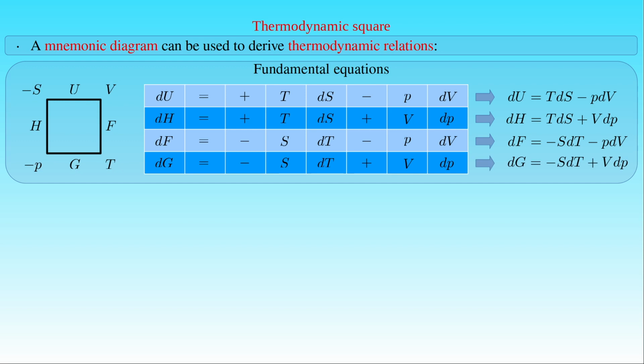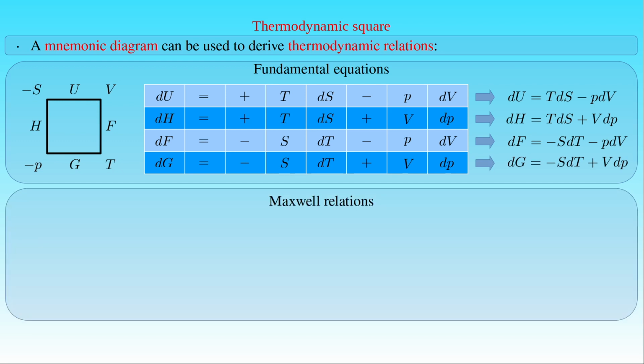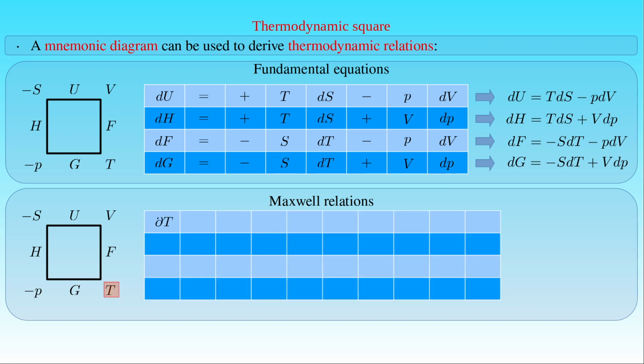The thermodynamic square can also be used to derive the Maxwell relations. Here we only need the variables at the corners of the square, and the minus sign is applied if the entropy or the pressure is the dependent variable in the partial derivatives appearing in the relations. For the first Maxwell relation, we choose the temperature T at the bottom right corner of the square to express the partial derivative of the temperature T in terms of another thermodynamic variable at any of the neighboring corners. Here we select minus the pressure P at the bottom left corner appearing in the derivative in the right-hand side of the relation. The minus sign is used for the pressure as a dependent variable of the derivative.